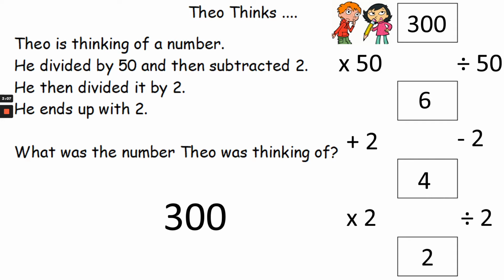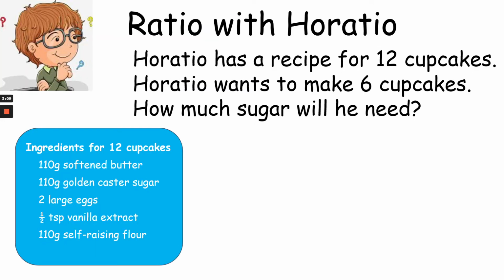Great job, Year 6. Moving on to ratio with Horatio. Horatio has a recipe for 12 cupcakes, and it's just down here in blue. Horatio wants to make 6 cupcakes. How much sugar will he need? Remember, we're using ratio to solve this problem.